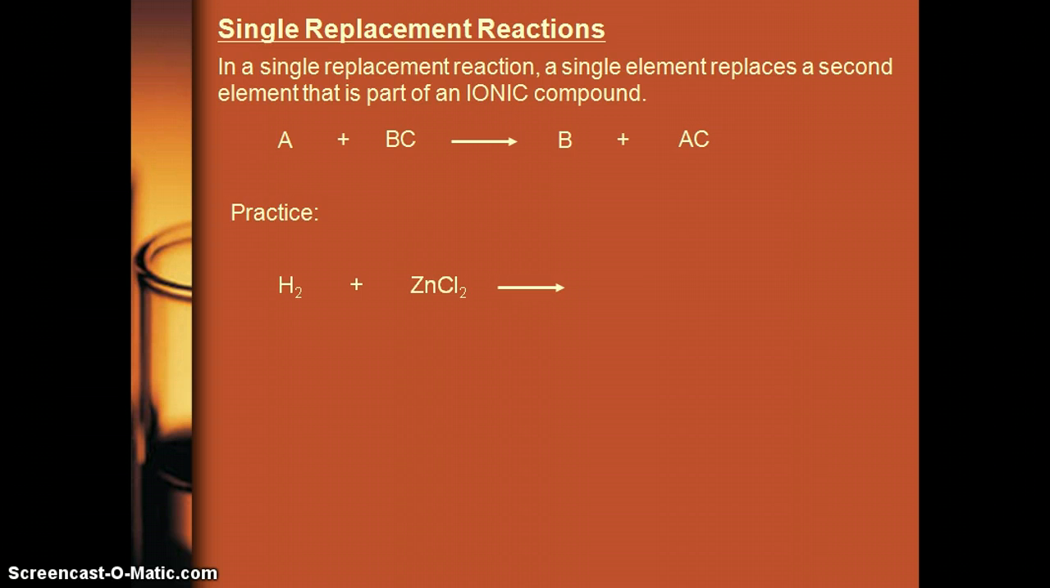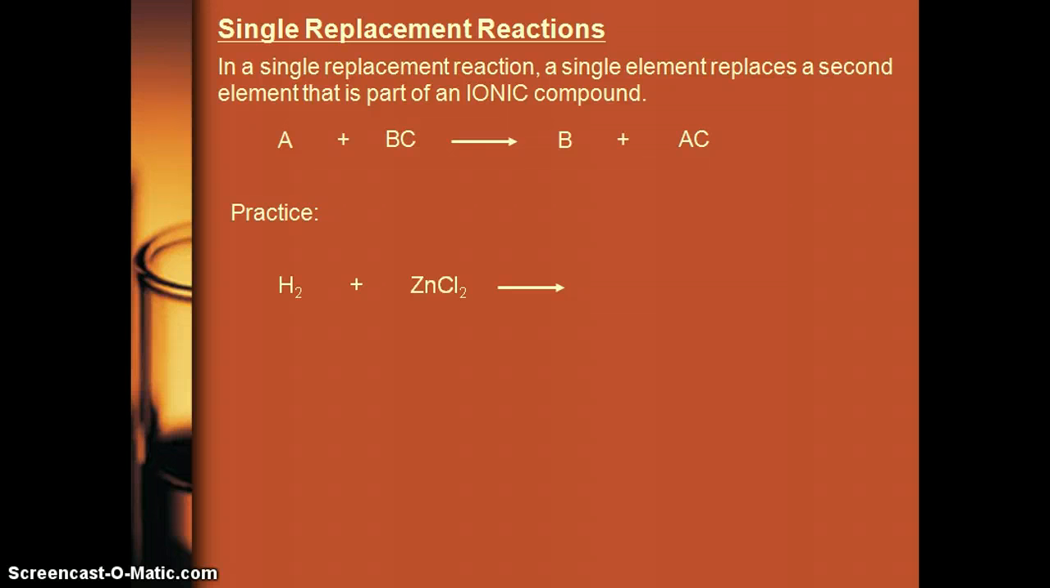Pause the video at this point, try this in your notebook, and then come back and see if you got the answer right. Okay, so here on the left, for our reactants, we have hydrogen gas and zinc chloride. What you were asked to do is predict what would happen if this were a single replacement reaction. Of course you would expect the zinc and chlorine to break up, but the question is, how do you know which one the hydrogen is going to go with?